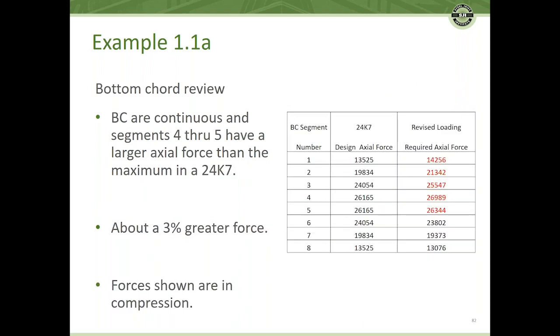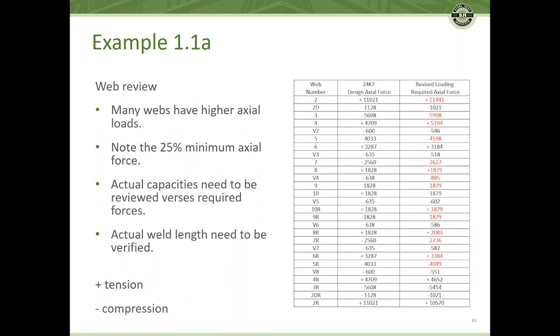Same thing with the bottom chord. In this particular case, the force is about 3% greater in tension. And so we're getting to the point of really questioning whether we need to do anything or not. However, webs are a little different story.